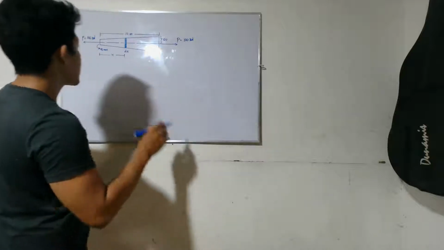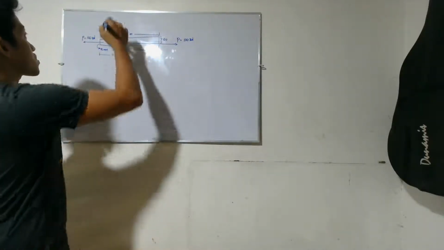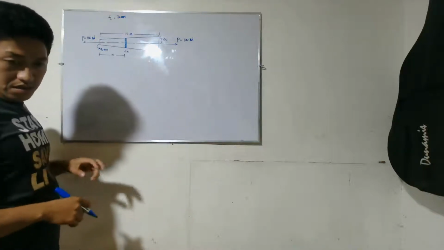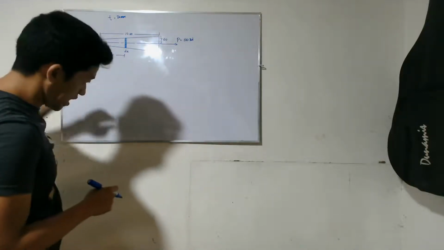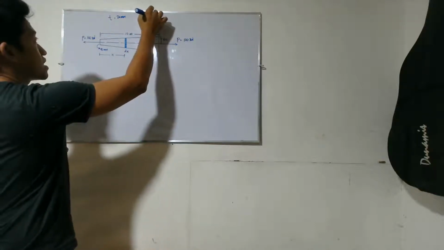Okay, so we have this plate. This is the top view. The thickness is 20 millimeters, the length of this side is 120 millimeters, and this one is 40. We are asked to find the total elongation.